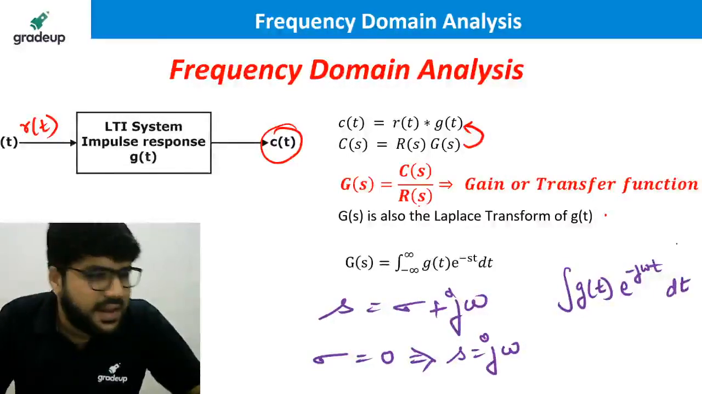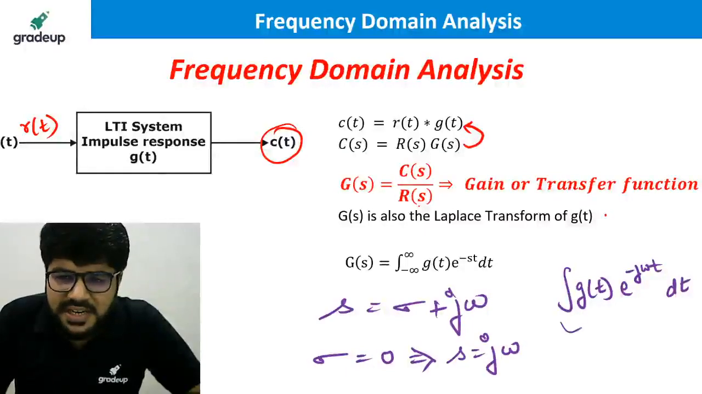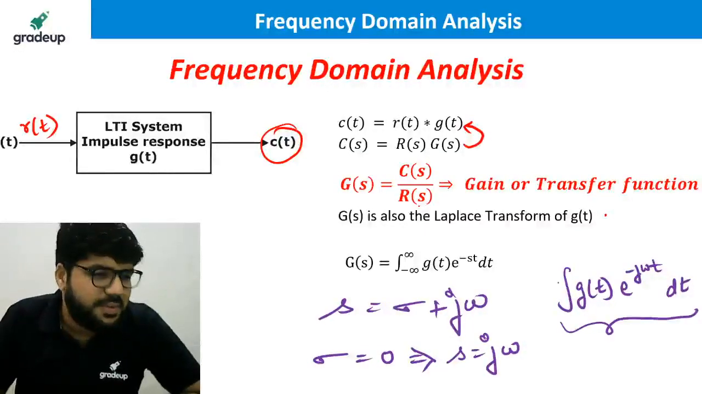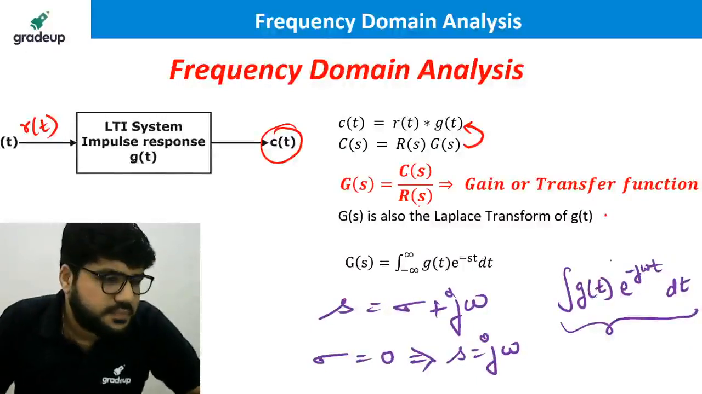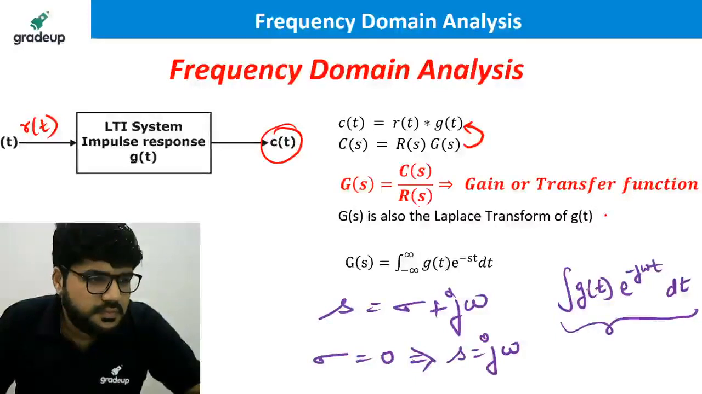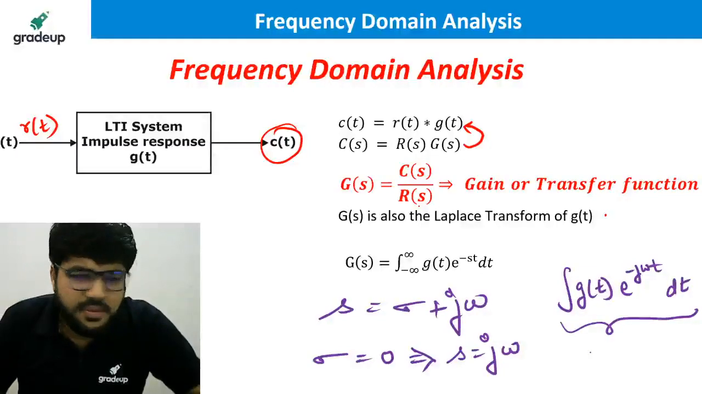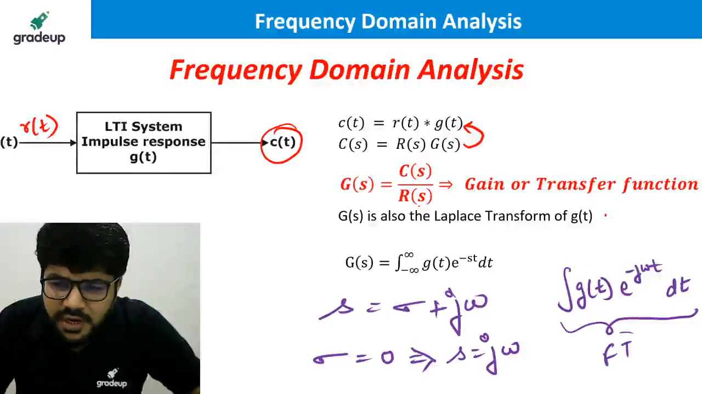Anyone able to recognize this formula? What is the integral of g(t) e power minus j omega t? What is this formula known as? Yes, Sachitra, Preetham, now others are also commenting. Yes guys, this is nothing but the Fourier transform formula.